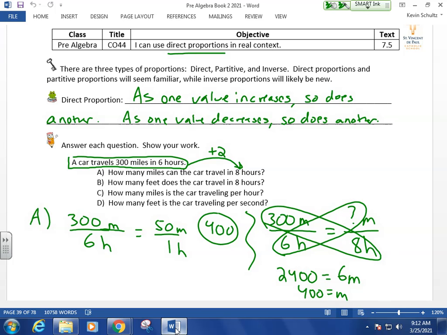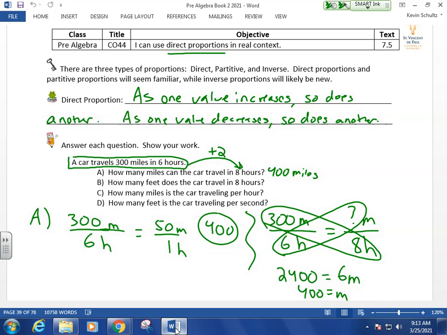Now we're using this information to now go to letter B and say, how many feet does the car travel in 8 hours? We now know that it can travel 400 miles in 8 hours. That's what we answered in letter A. I'm now asking you, how many feet does the car travel in 8 hours? So what are we using here? Proportion, unit rate, or unit conversion? Kind of the three main things we've talked about so far this unit.